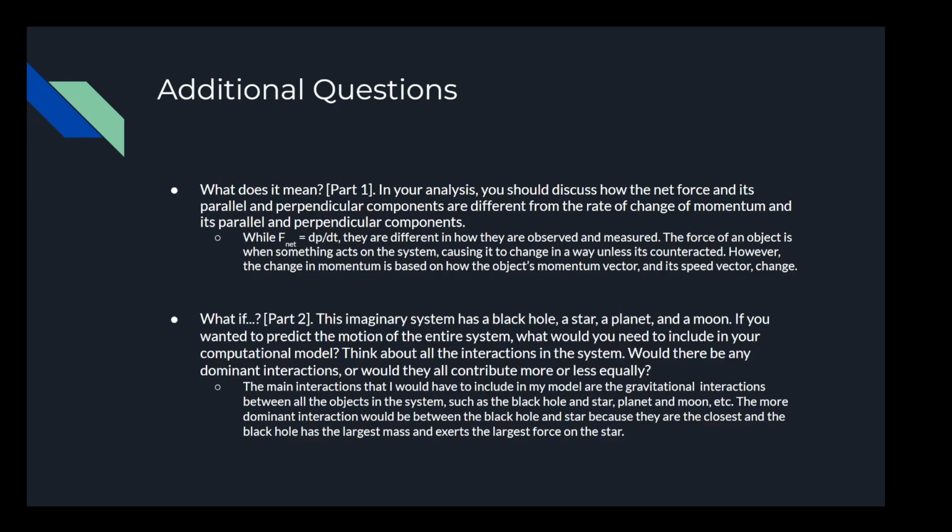And for the "what if" in part two, I said the main interactions I would have to include in my model are the gravitational interactions between all the objects in the system, such as the black hole, star, planet, and moon, etc. And the more dominant interaction would have been between the black hole and the star because they're the closest, and the black hole also has the largest mass and exerts the largest force out of any of the other bodies on the star.